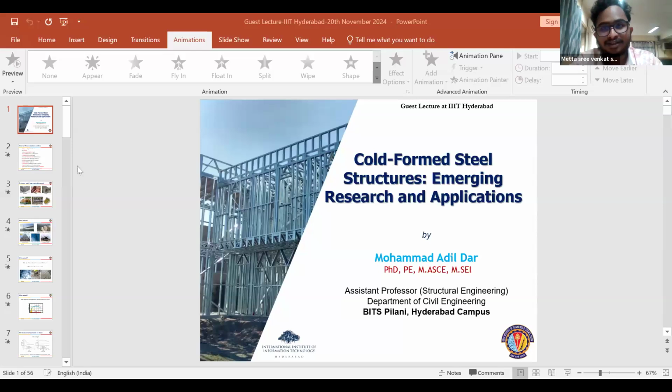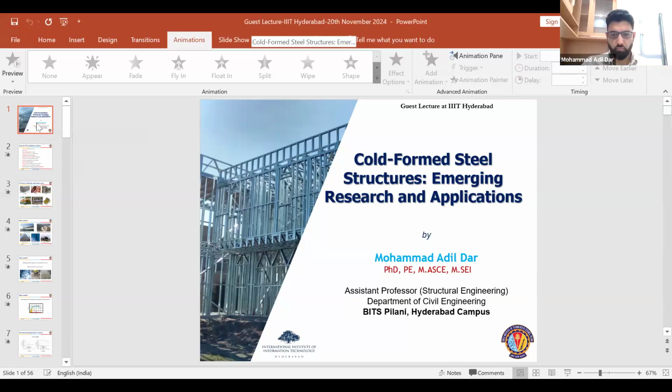My name is Metta Sri Venkatsai Priyatam, pursuing master's degree at IIIT Hyderabad. I feel honored to extend my warm welcome to all present here. On behalf of IS Shakti IIIT Student Chapter Earthquake Engineering Research Center, I want to take this opportunity to welcome our honorable guests, faculties, industry people, participants from the academy, research fraternity, and all the students to join the webinar on the topic cold formed steel structures engineering, emerging research and applications.